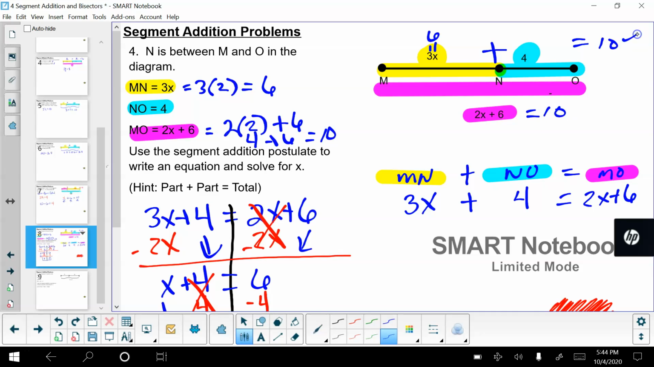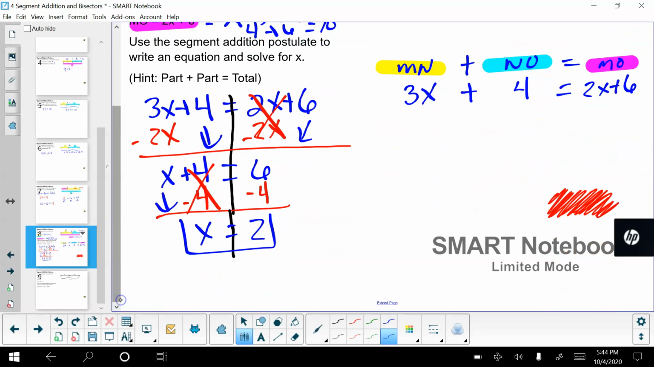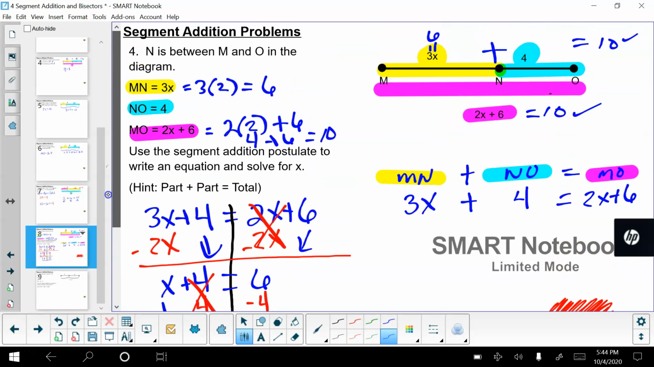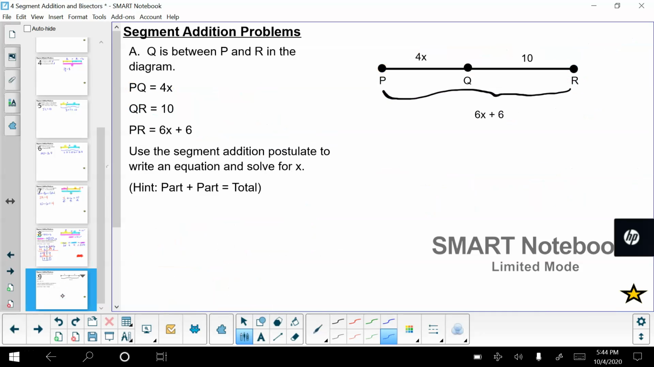So I'm getting 10 in both cases, so that means that my answer of x equals 2 is the correct answer because I plugged it in and I proved that either way I got 10 going across the top when I add the two pieces together, or I got 10 using the bottom expression when I just plugged it in and worked it out. So let's look at our last example.